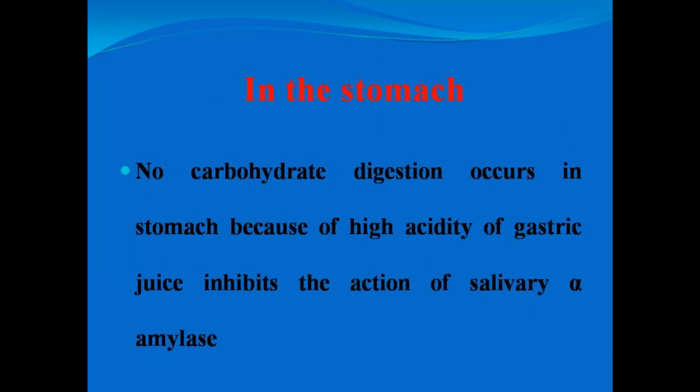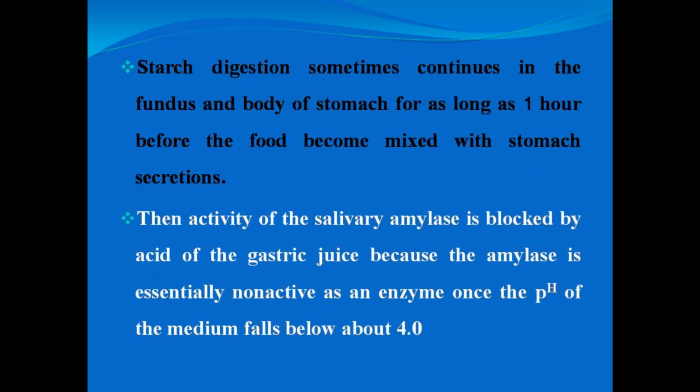From the mouth, food enters into the stomach. No carbohydrate digestion occurs in the stomach because the high acidity of gastric juice inhibits the action of salivary alpha-amylase. Starch digestion sometimes continues in the fundus and body of the stomach for as long as 1 hour before the food becomes mixed with stomach secretions. Then the activity of the salivary alpha-amylase is blocked by acid of the gastric juice because the amylase is essentially non-active as an enzyme once the pH of the medium falls below about 4.